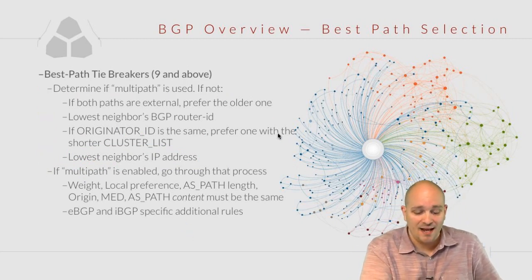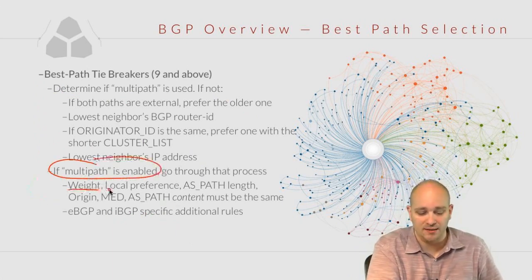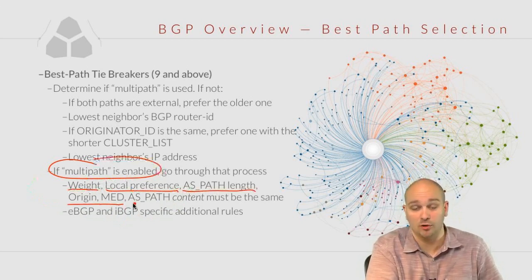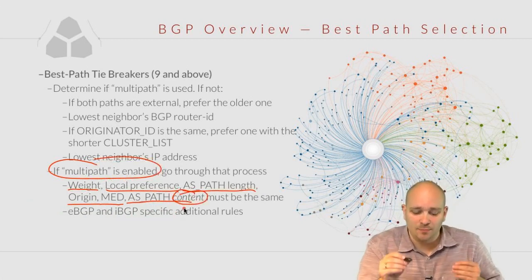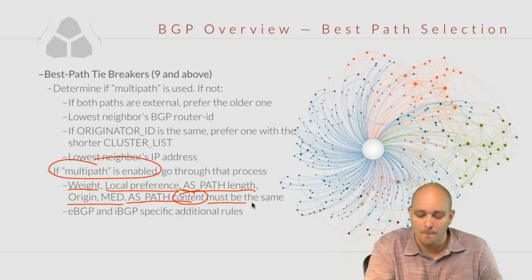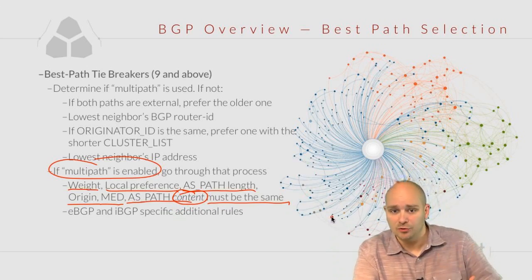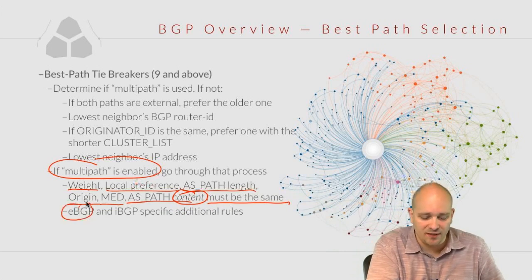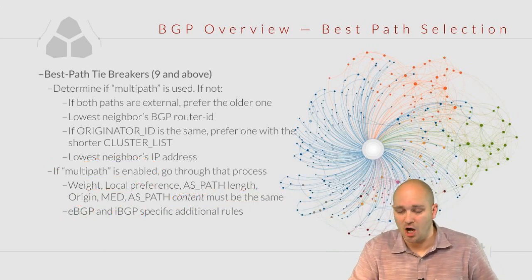Now, if multipath is enabled, what needs to happen is that weight, local preference, AS path length, origin code, metric or the multi-exit discriminator, and the AS path contents must be the same. That means that the actual autonomous system path that the route went through must be the same. Then the route will be considered for insertion into the routing table, but only if specific eBGP and iBGP specific additional rules are considered.